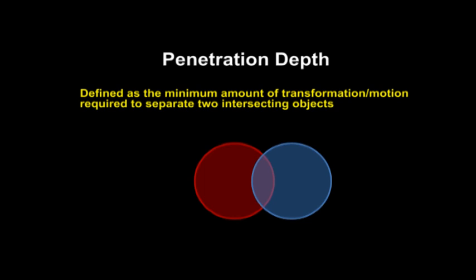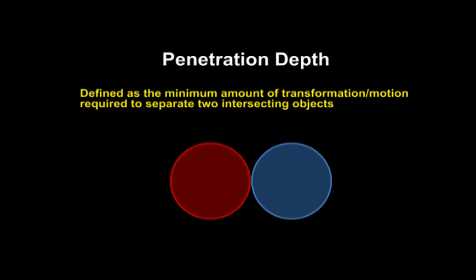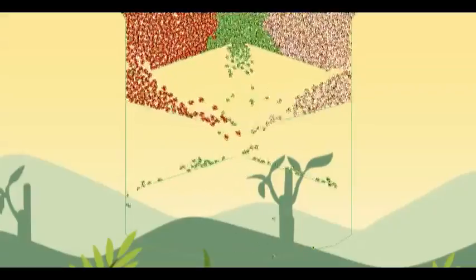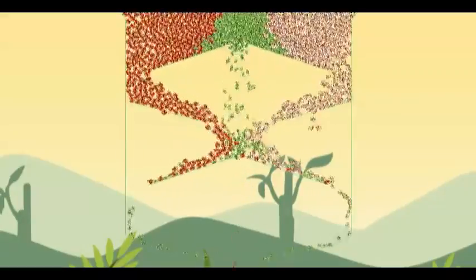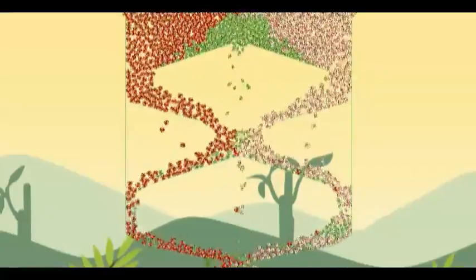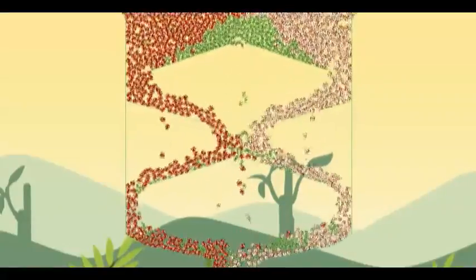Penetration depth, or PD, is the minimum amount of transformation required to separate two intersecting objects. It is an important component of many simulation algorithms. Here we show a complex simulation in Box 2D with a high number of characters. The simulation uses our algorithm to efficiently compute the penetration depth between these non-convex characters, as shown in the zoomed-in video.